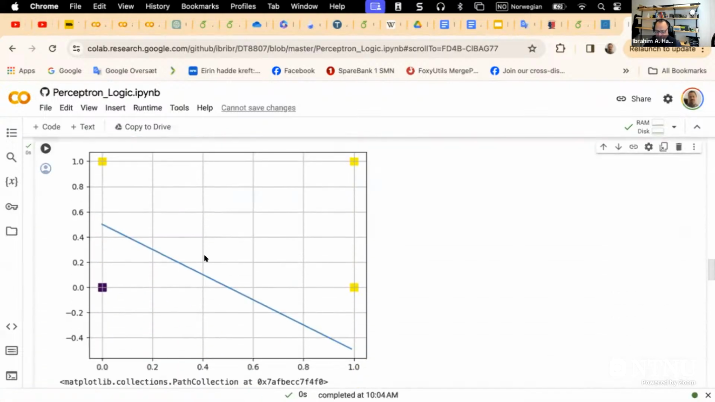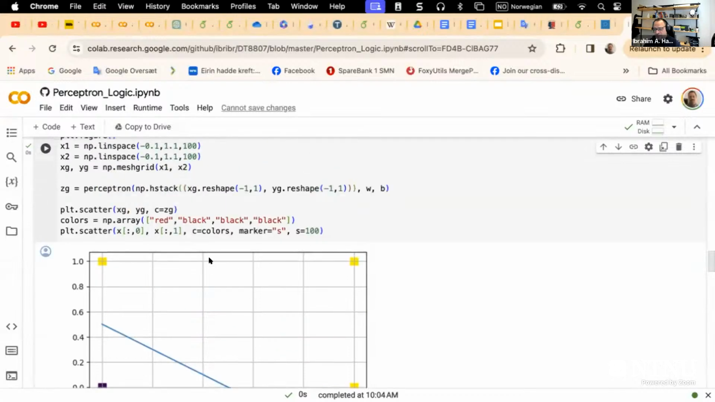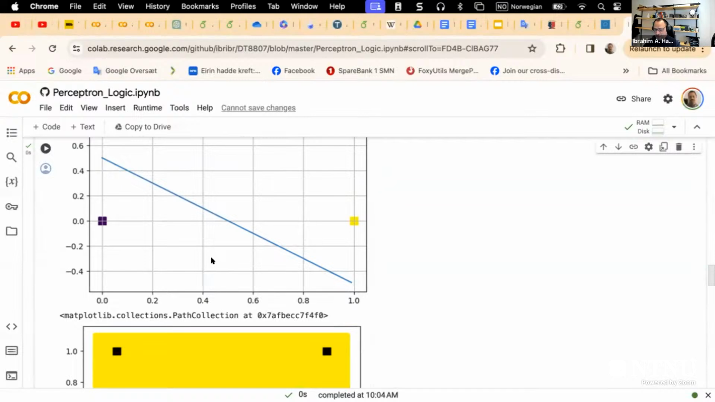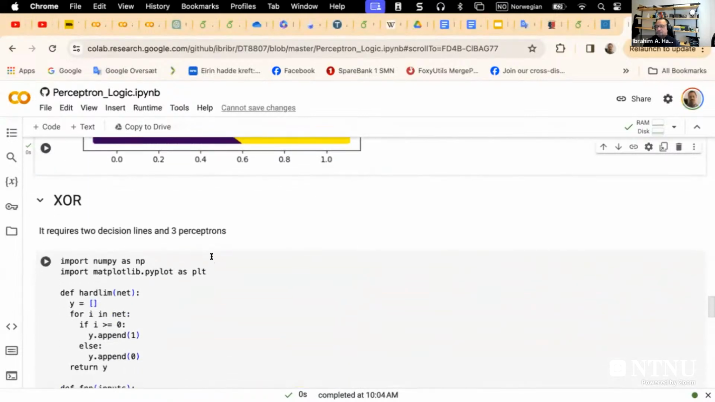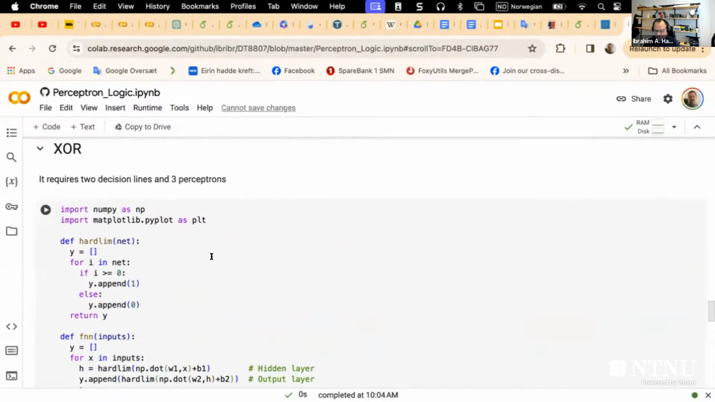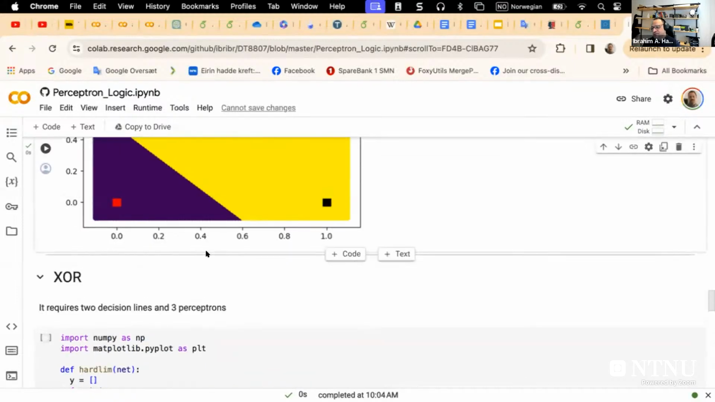So it's the same model, just changing x1 and x2, choosing different values for omega 1 and omega 2 and the bias. You will get a good decision line. So it will be like this one. For XOR, it's a complex problem because we cannot solve it using a perceptron. We need to solve it using an MLP.